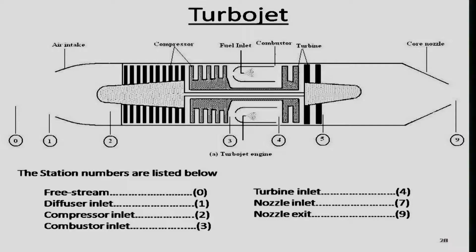Unlike, particularly, the turboprop engine, we'll be using these station numbers: 0 to 2 is your air intake, 2 to 3 is your compression, 3 to 4 is your combustion chamber or combustor, and 4 to 5 is your turbine, that is expansion. 5 to 6 and 7 is what is known as the jet pipe, and 7 to 9 is your nozzle. I have already discussed this.